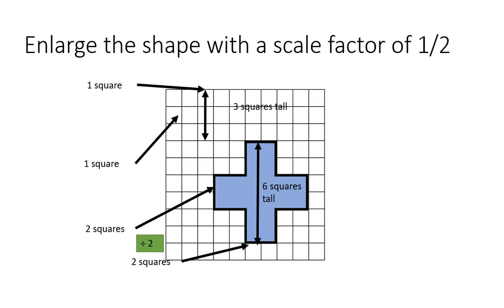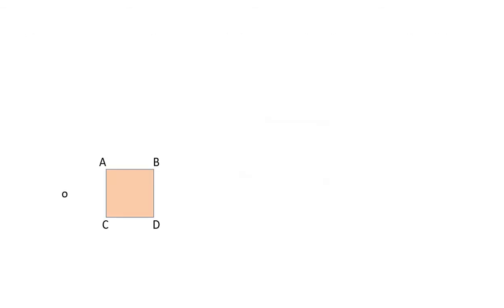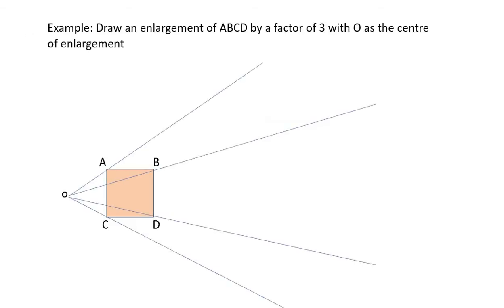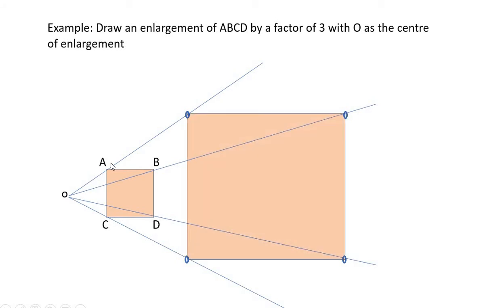You can also enlarge with a scale factor of 1/2, and if it is like that, it'll be smaller. So, drawing an enlargement of ABC with a factor of 3 and O as the center. We draw the rays out through each vertex of the shape. And then we mark off the points. So this point is A' and it's 3 times as far away from O as O to A is. So we mark A', B', C' and D' and join them up to make the new shape.